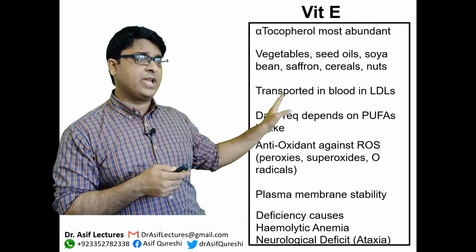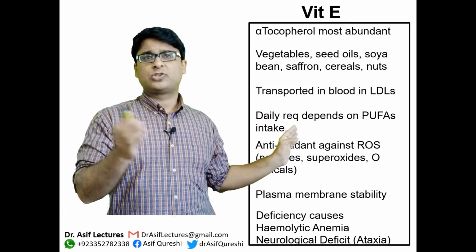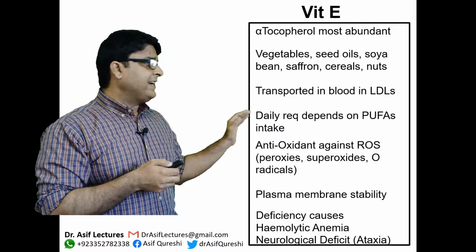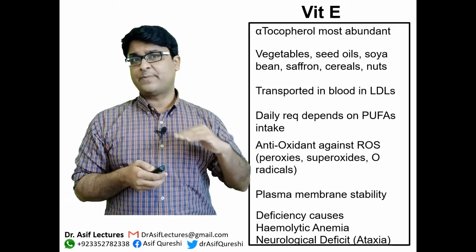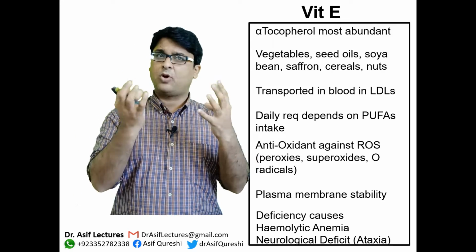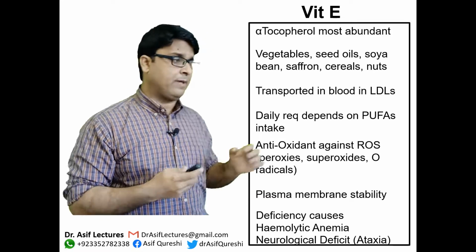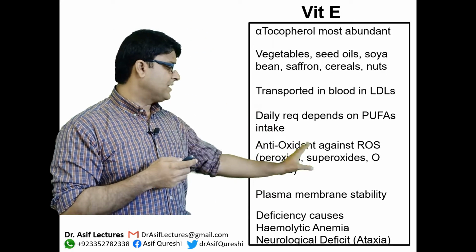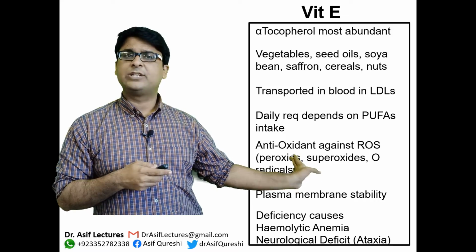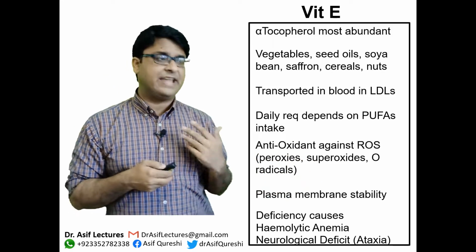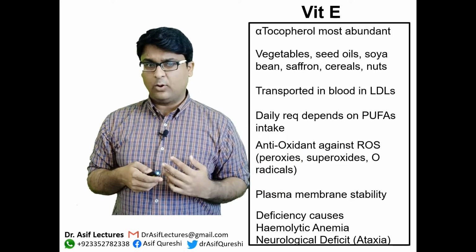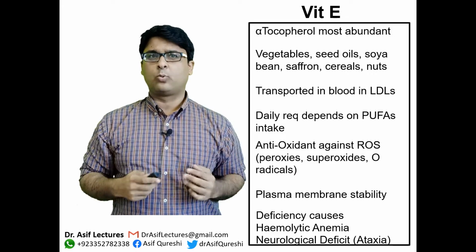So it's an antioxidant against peroxides, superoxides, and oxygen-free radicals, and it stabilizes the plasma membranes, okay? Otherwise, the reactive oxygen species may kill and may disturb the structure of plasma membranes. And there have been some reported deficiencies which lead to hemolytic anemias and some neurological deficits, particularly ataxia, okay? That's all you need to remember about vitamin E.